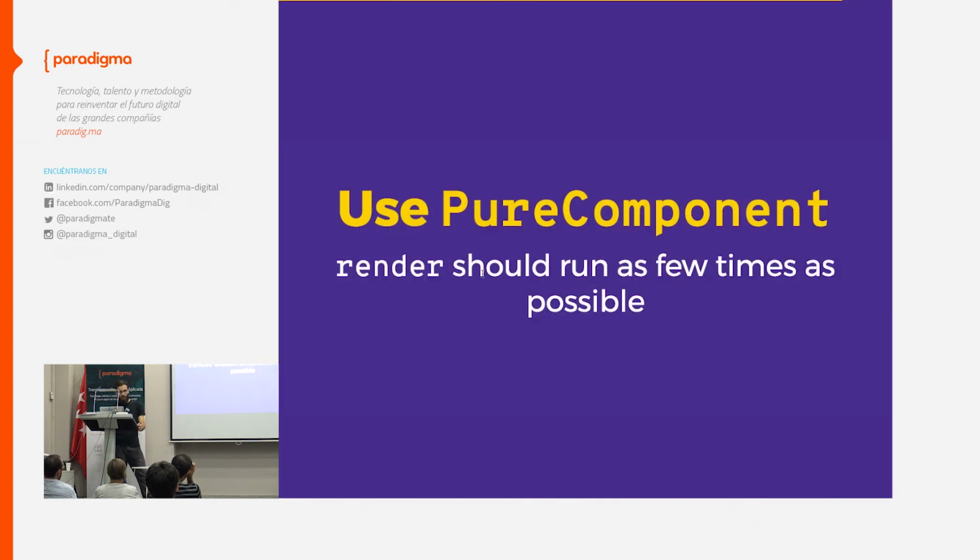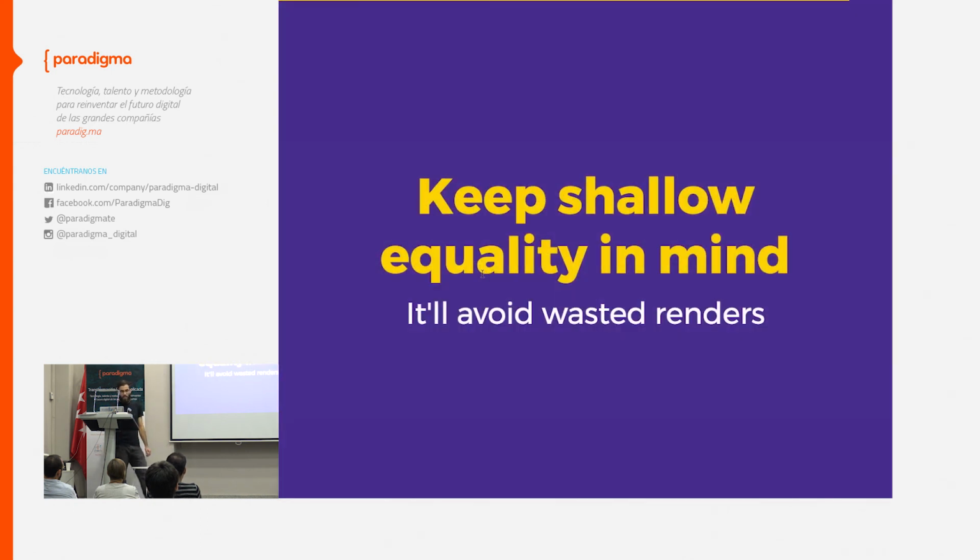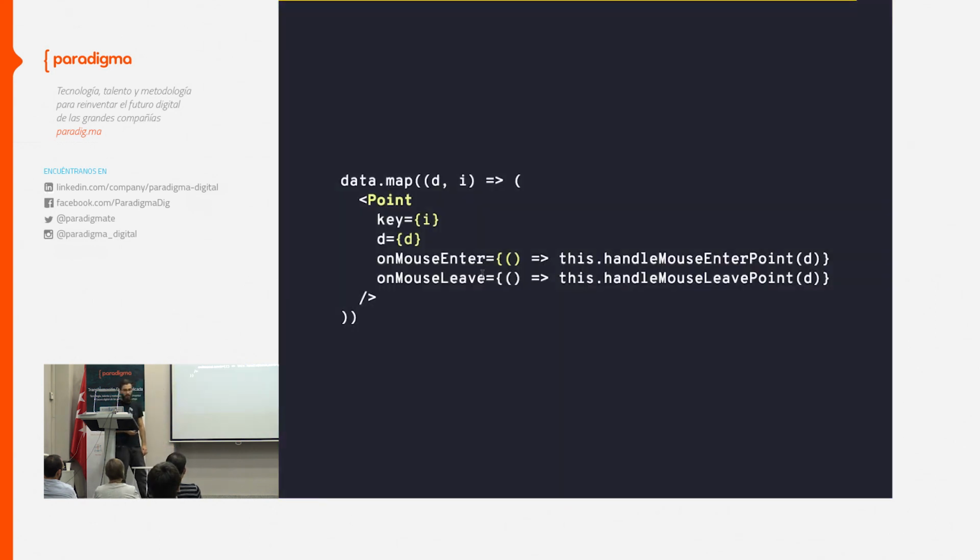We want to render our graph as few times as possible, because our render is now the actual frame of the animation. So the less it happens, the better. So you need to keep shallow equality in mind, so you will avoid wasted renders. Can anybody tell me what's wrong in this example? What can we do better?